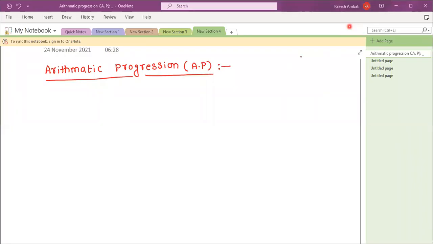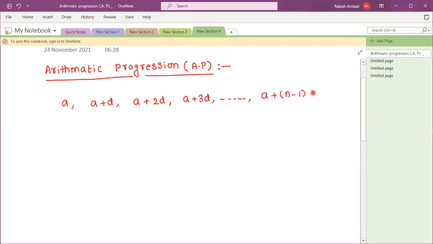In this video, we discuss arithmetic progression. For example, we have the given progression: a, a plus d, a plus 2d, a plus 3d, and so on, a plus n minus 1 into d.